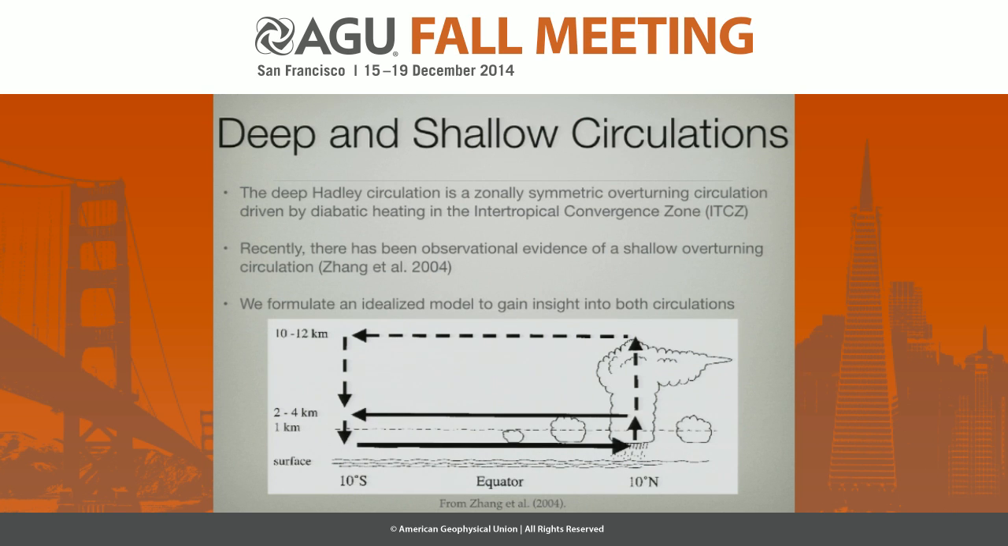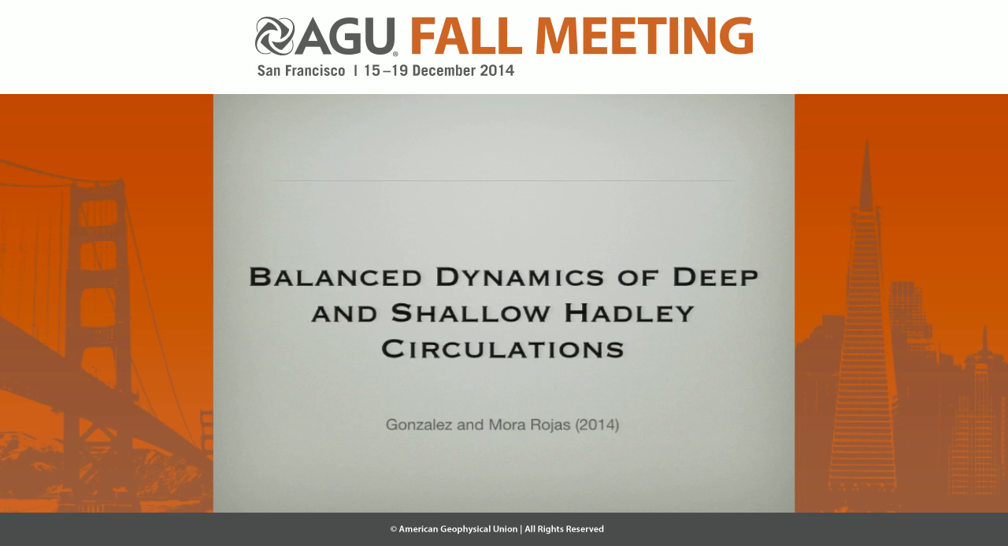So a little bit of background here on deep and shallow circulations. Traditionally, the Hadley circulation is considered a zonally symmetric overturning circulation, which is driven by diabatic heating in the ITCZ. Now, more recently, there has been observational evidence of a shallow overturning circulation. In the schematic below, we have both the deep and the shallow Hadley circulation and the convection in the ITCZ. In order to understand this from a theoretical point of view, we formulate an idealized model, an equatorial beta plane model, to gain insight into the dynamics of both circulations.